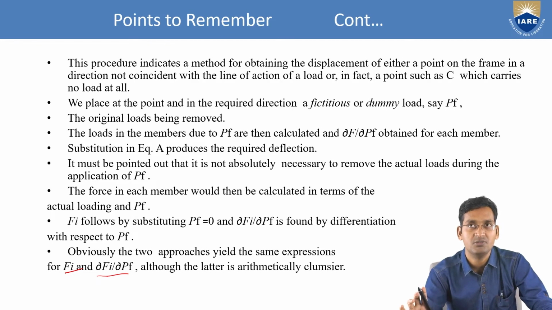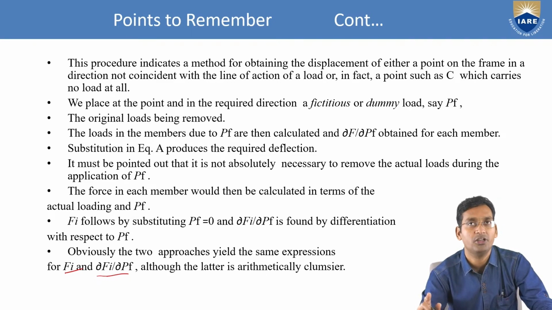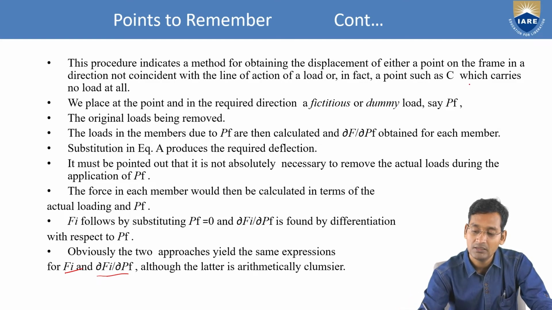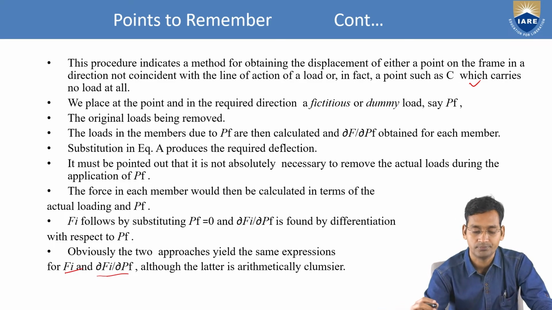By the energy method, we can find the displacement of either a point on the frame in a direction not coincident with the line of action of a load, or in fact a point such as C which carries no load at all. Means by this method we can find the deflection of any point, whether a load is acting there or not. If there is no load acting on that particular point, we can still find it. If a load is acting, then it's obvious we can find the displacement of that point, right? So that's why this method is easier and more applicable compared to the previous one.